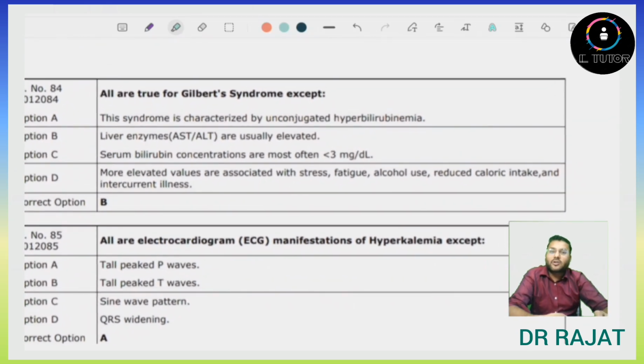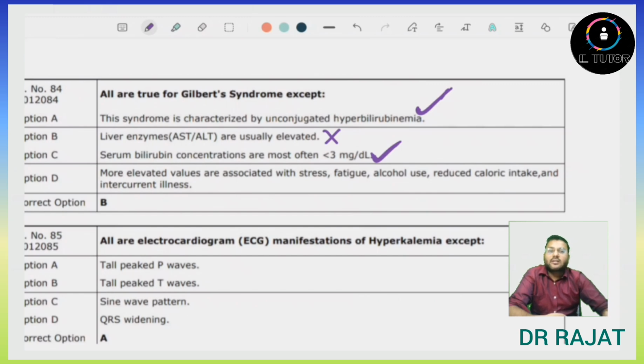Next question is, all are true about Gilbert syndrome except: this syndrome is characterized by unconjugated hyperbilirubinemia. This is true. Liver enzymes AST or ALT are usually elevated. No, this is not true. Gilbert is generally present in the adult and liver enzymes are generally normal. Serum bilirubin concentration is often less than 3 milligram per deciliter. This is true. And more elevated values are associated with stress, fatigue, alcohol, reduced calorie intake, and intercurrent illness. So this is also true. So here option B is incorrect.